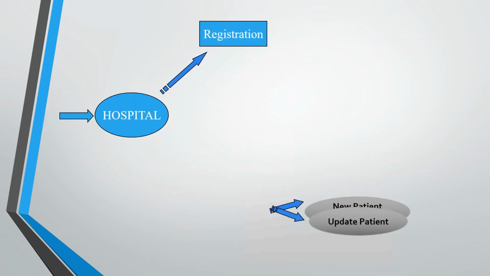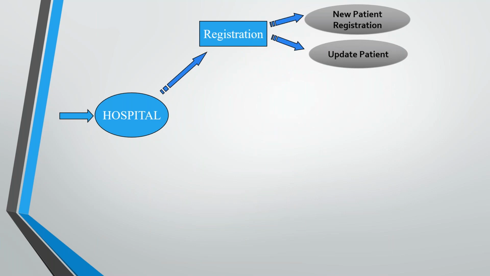So under registration, a patient can be a new registration, which means he will be registered newly within the system, or it could be an update of existing information, which means his patient information is getting updated, like a change in phone number or email address or insurance or guarantor or something of that sort.